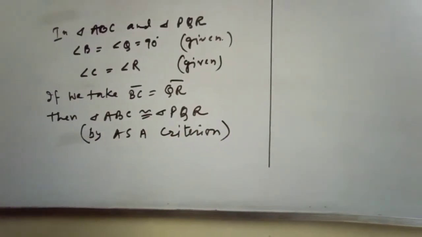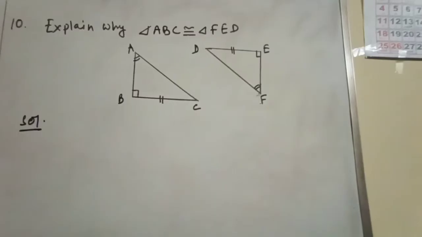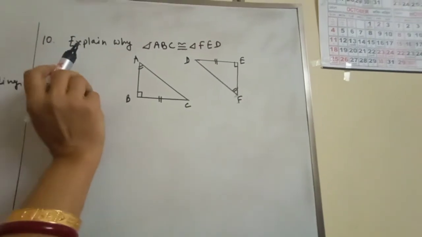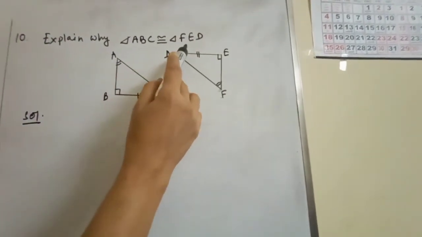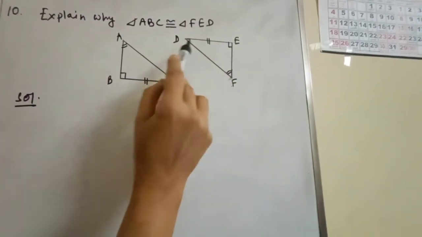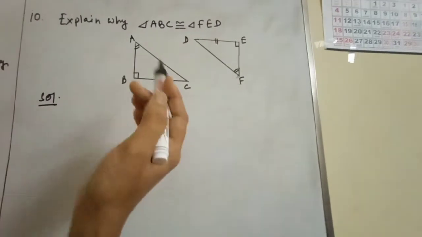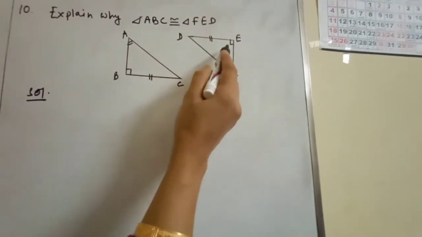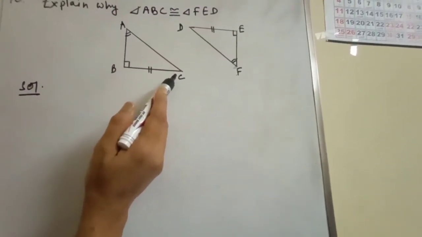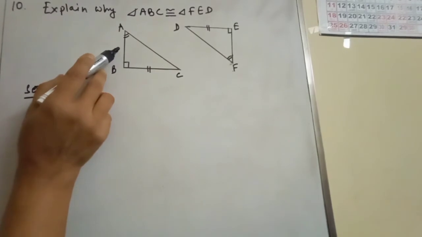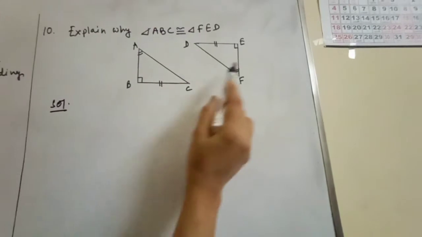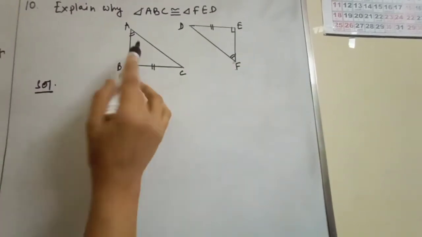Next question is slightly different. Now in the next question, question number 10, explain why triangle ABC is congruent to triangle FED. These two triangles are congruent, but why? Which criterion are they using? This angle is equal to this angle and this angle is equal to this angle. If you want to make these two triangles congruent, then this side must be equal to this side.